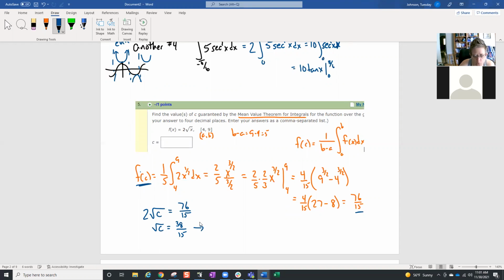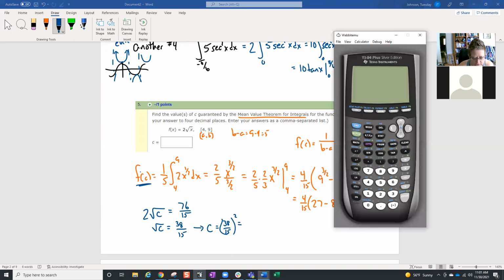We'll move it this way. We're going to square both sides. And 38 over 15 squared. I guess I'll turn my calculator on first. 38 divided by 15 squared. Excellent news. It's between 4 and 9, and that's exactly what I wanted. 4 decimal places. So we're looking at 4178.